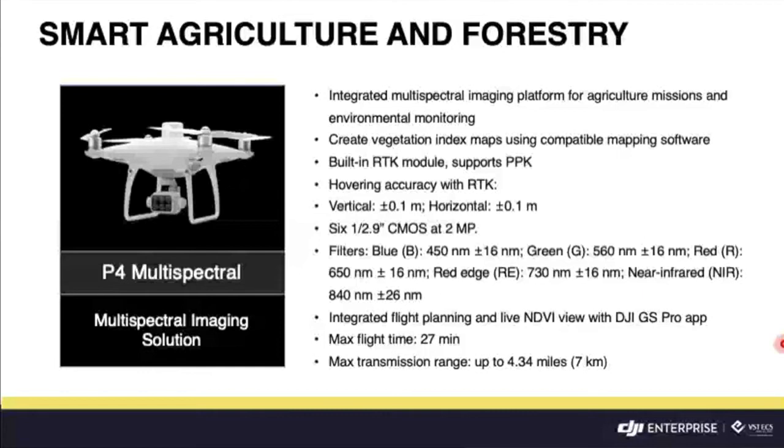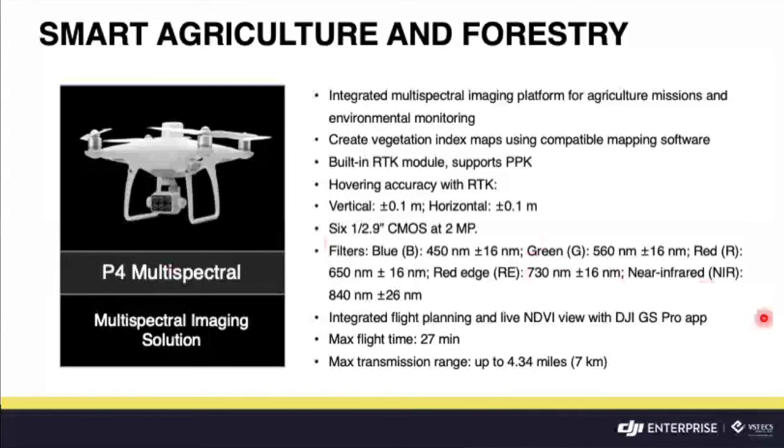DJI has created this platform with the same powerful performance DJI is known for, including 27 minutes maximum flight time and up to 7 kilometers transmission range with the OcuSync system. So for the 6 cameras, if you can see here, it has a 1/2.9-inch CMOS at 2 megapixels. That is usually used in multispectral imagery. So you can see here the 6 cameras integrated with its gimbal. And indicated here are the colors.